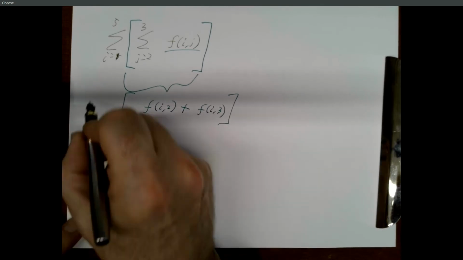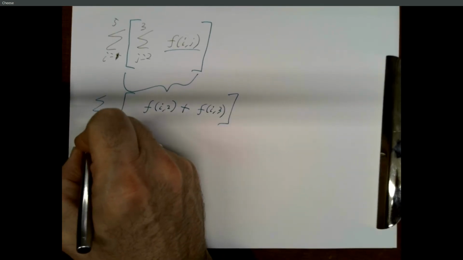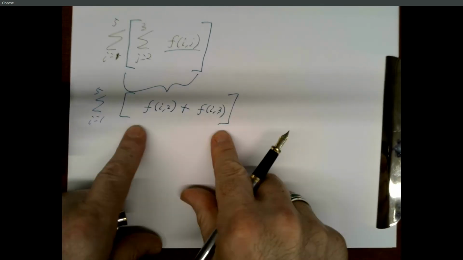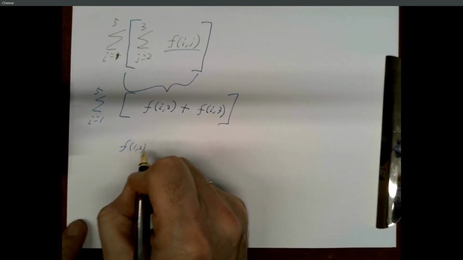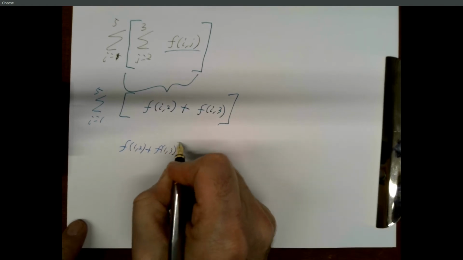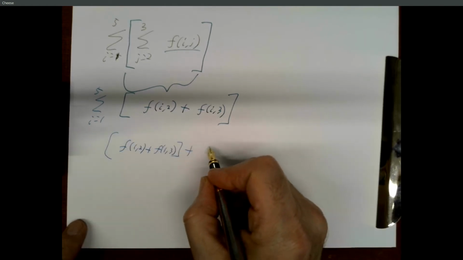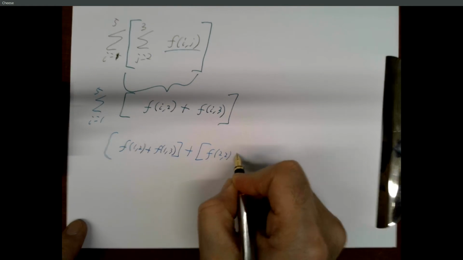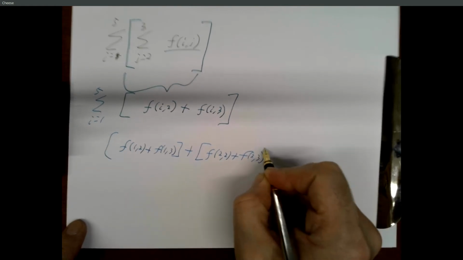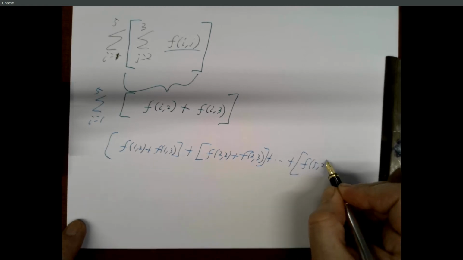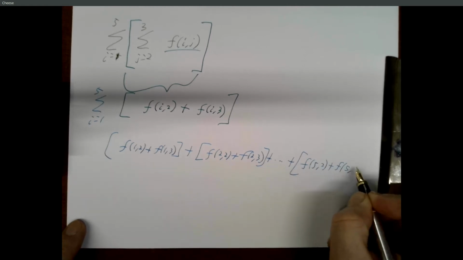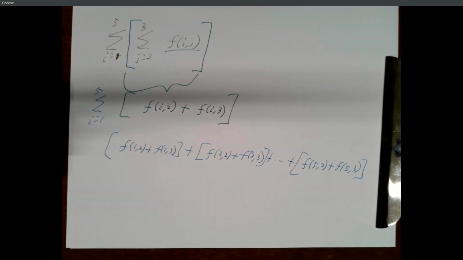And now we've just got the sum from i equals 1 to 5 of a simple expression. So set i equal to 1, and then set i equal to 2, and do that all the way up to i equals 5. And that's what that double summation is equal to. So you can break it up like this.